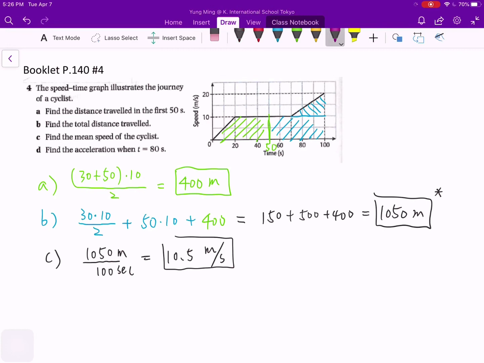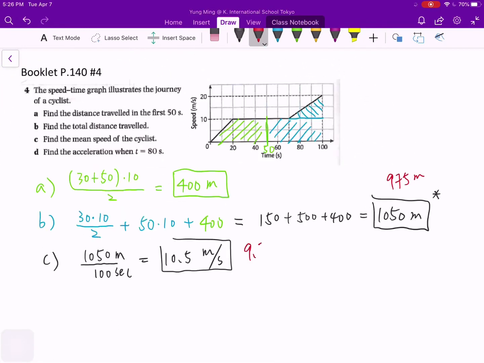Okay, let me show you the textbook's answer. Okay, the textbook's answer is, this is 175. They got 175 somehow. I don't know why. And then they use that to divide by 100, so they got 9.75 meters per second. So that's the textbook's answer.